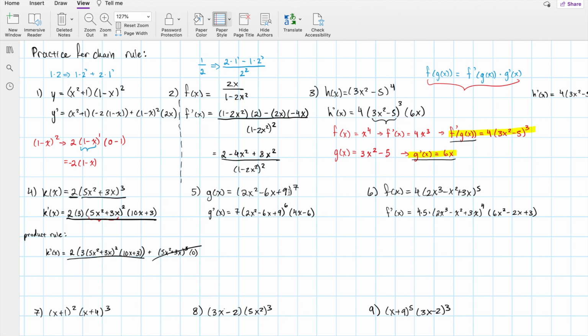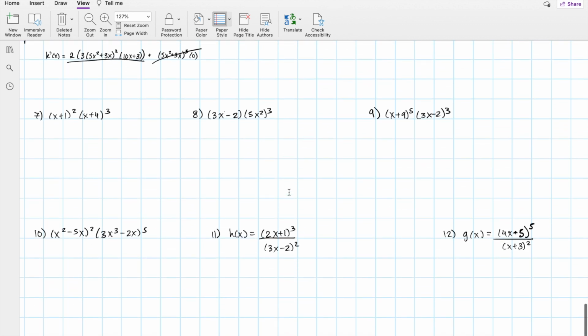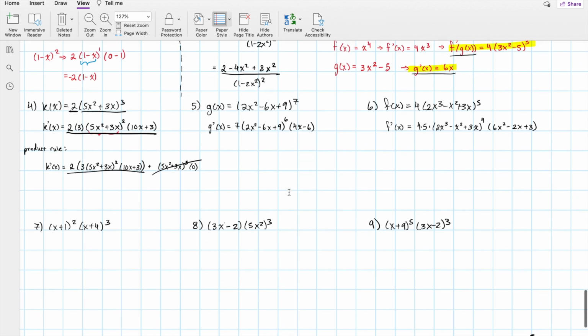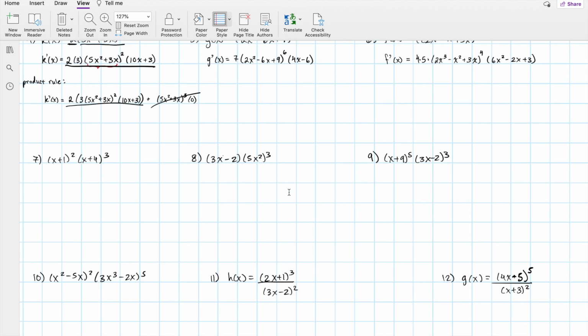Number 7. Okay, see, it's getting a little fun. It's getting quite redundant, but it is fun once you get the hang of the rules. So for number 7, I'm not quite sure why I forgot to mention the y in there, but I'm just going to plug it in. y prime is equal to. So I am going to use the product rule here.